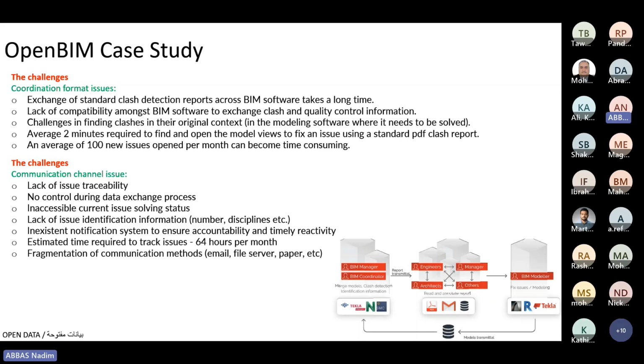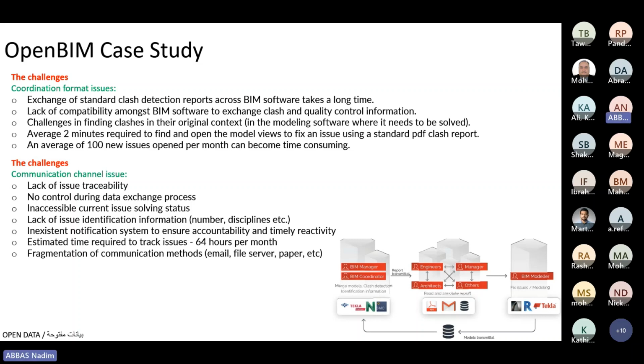So the BIM manager estimated that the average time required to find and open the model views required to fix an issue using the standard PDF clash report was 2 minutes. Considering this, there is an average of 100 new issues opened per month. This process can become time consuming, of course.